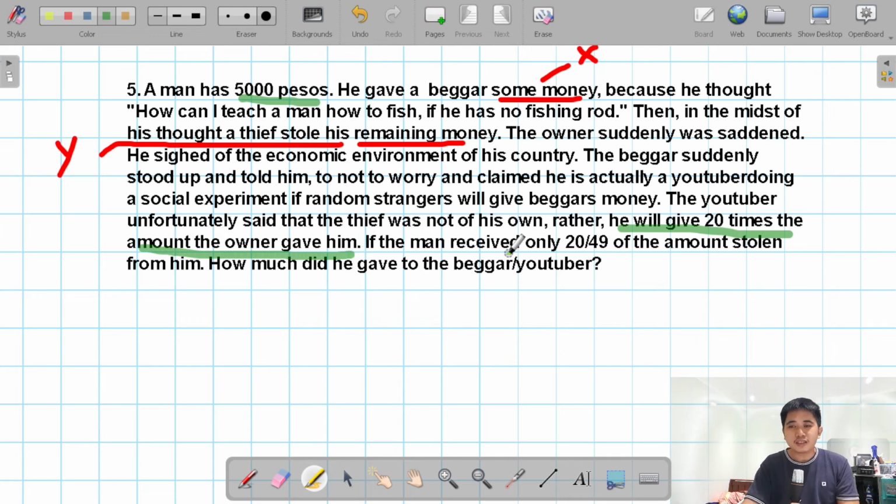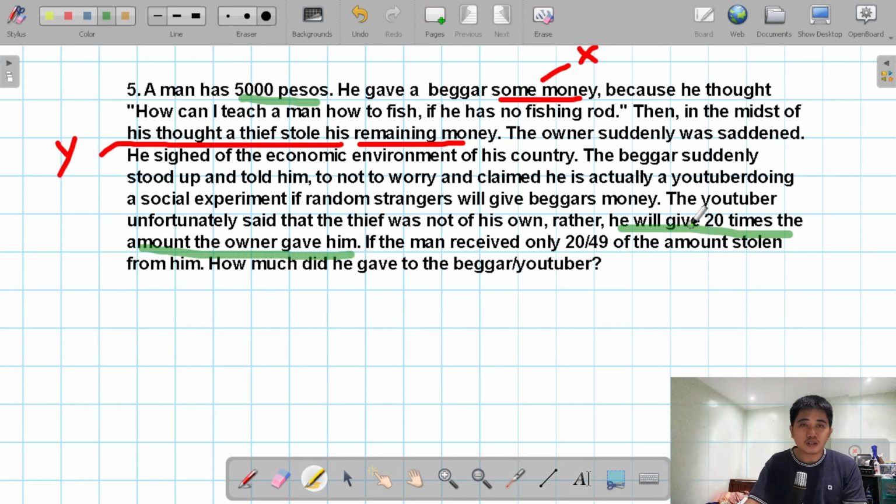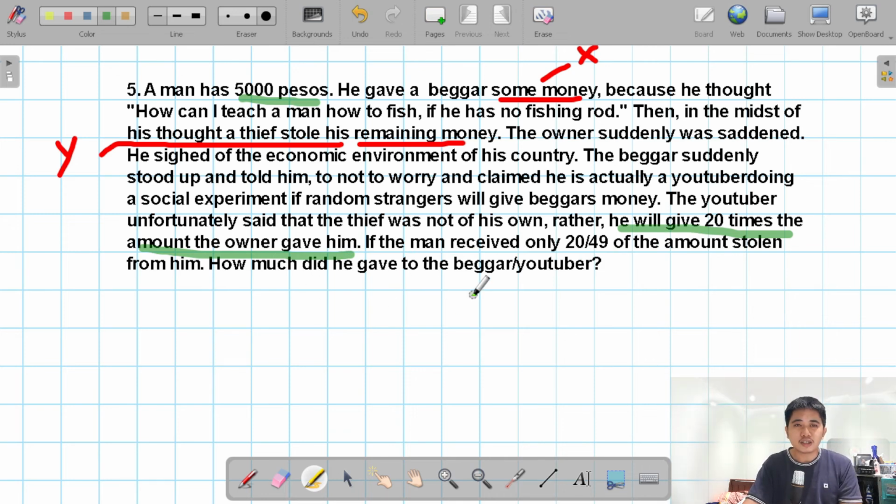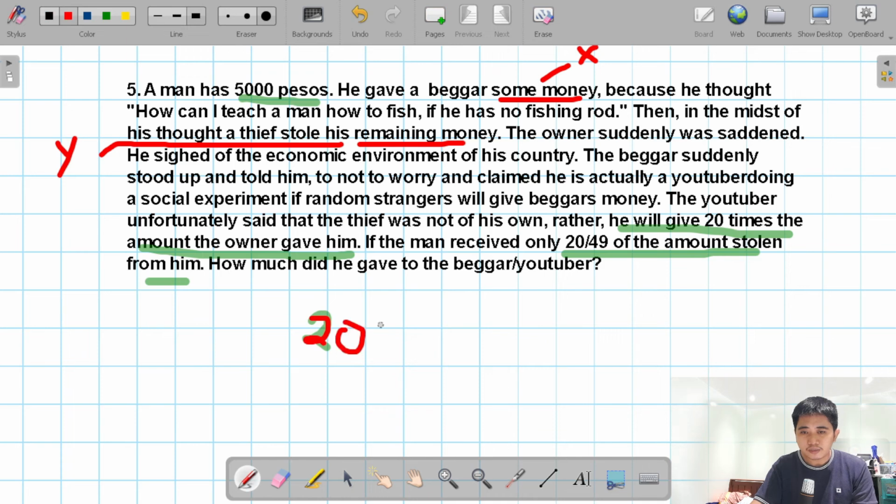Okay. If the man received only 20 over 49 of the amount stolen from him, how much did he give to the beggar or YouTuber? Actually, these two values are just the same. The first one is the value in comparison to x, the amount he gave to the beggar or YouTuber. And the 20 over 49 here is the amount compared to the amount stolen from him by the thief. In other words, 20x is just equal to 20 over 49 y.